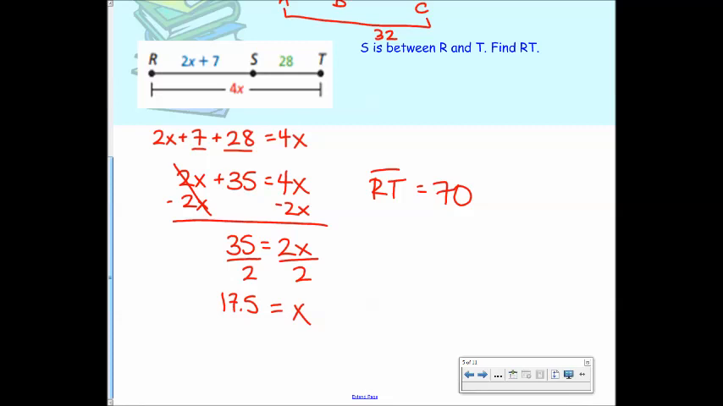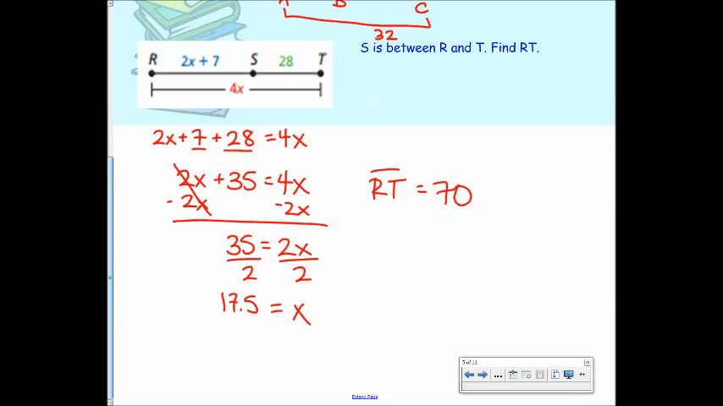Because sometimes it'll just say find X and then you'd be done. But if it says find RT, just make sure you plug it in. If it's like a 5-point problem, you're going to lose a point if you don't plug it in. Again, not the end of the world, but just careful reading, okay? And you have a calculator, so there's no reason it should be that big a challenge.